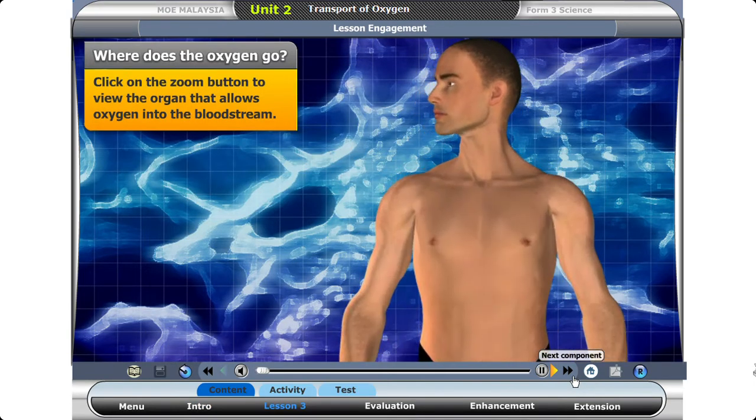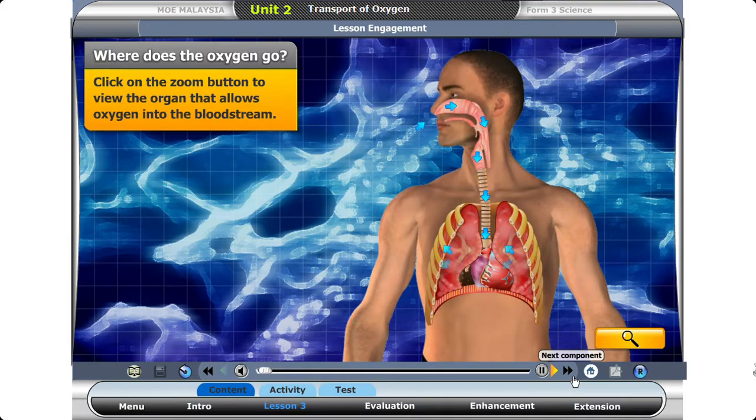The oxygen that we breathe travels through the respiratory system into our lungs. However, do you know where the oxygen goes? Click on Zoom button to view where the oxygen goes.